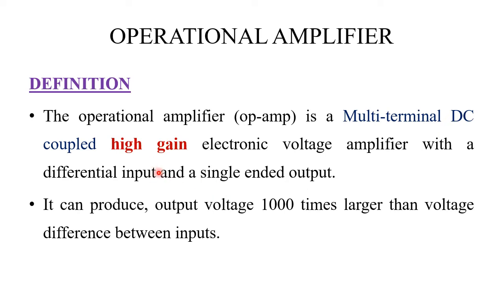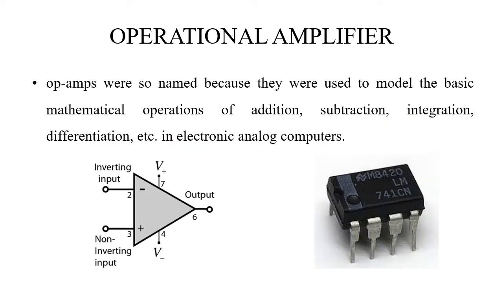Because of this high gain, it can produce output voltage 1000 times larger than voltage difference between the input. Operational amplifier is basically referred as OPAMPs, because it is used to model basic mathematical operations like addition, subtraction, multiplication, division, integration, differentiation in electronic analog computers. So that is the reason why it is named as operational amplifier.